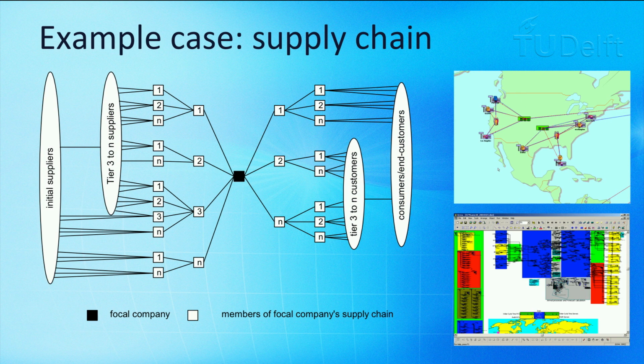This is a view of the way a model looks. We see the fact that on the left-hand side we have initial suppliers, we have on the right-hand side all the consumers and customers, and in the middle the focal company we want to look at. And it's this focal company we want to learn more about in a lot of our studies.